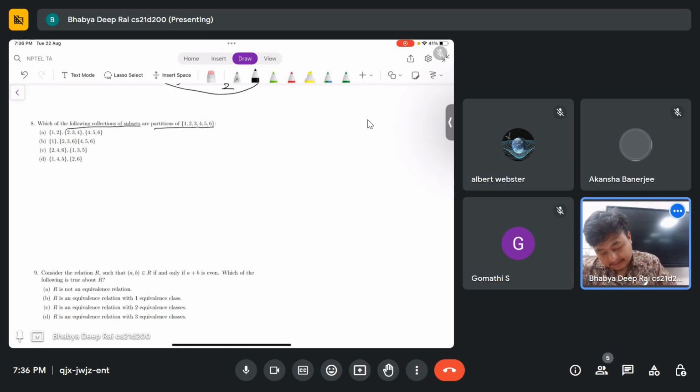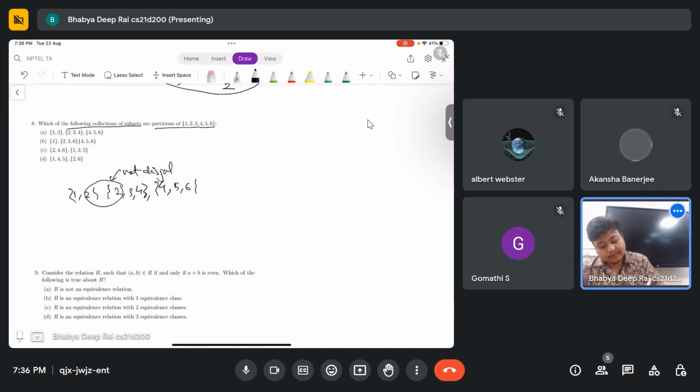Yeah, okay. Let's see. Here already in A, we have 1, 2, 2, 3, 4, 4, 5, 6. Here there is already a problem because these are not distinct. So A is not the answer because they are sharing elements. The overlap should not happen between partitions. Next, 1, 2, 3, 6, 4, 5, 6. Let's see. Okay, they are disjoint.